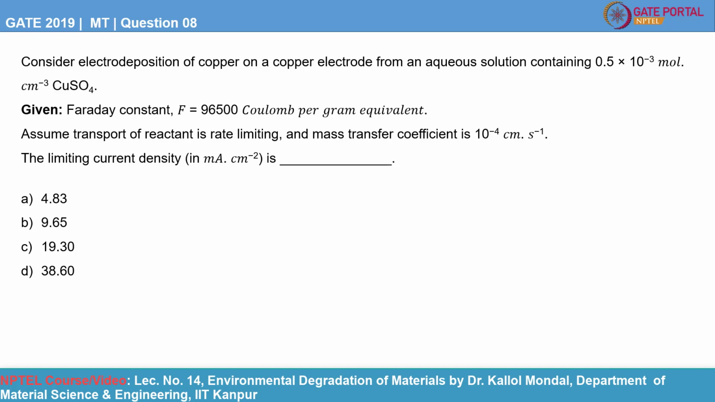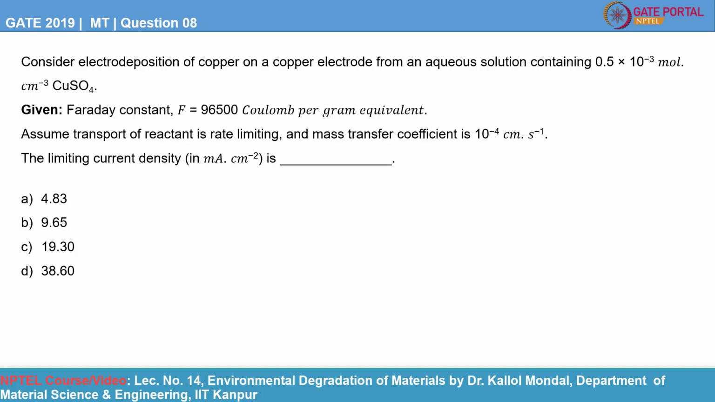Assume the transport of reactant is rate limiting and mass transfer coefficient is 10 raised to the power minus 4 centimeter per second. The limiting current density in milliampere per centimeter square will be.